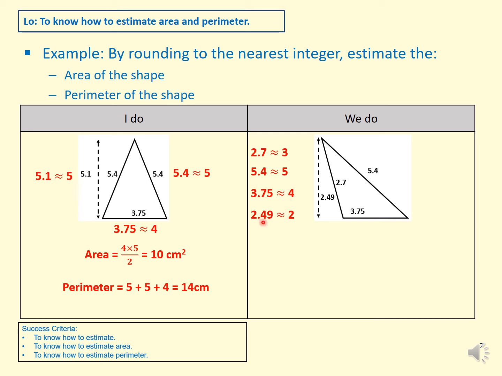2.49, so the digit straight after the decimal point is 4, which is less than 5, so I keep 2 as it is. So these numbers are being rounded to 3, 5, 4, and 2. Now I need to find the area of that triangle.